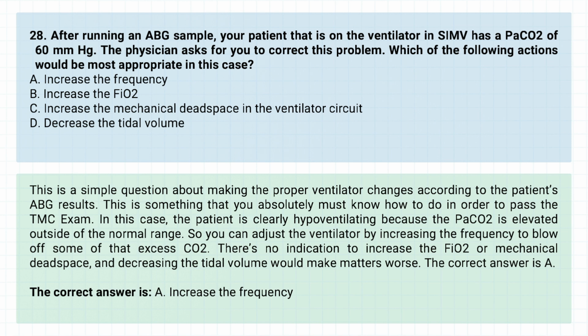Increase the frequency. This is a simple question about making the proper ventilator changes according to the patient's ABG results. This is something that you absolutely must know how to do in order to pass the TMC exam. In this case, the patient is clearly hypoventilating because the PaCO₂ is elevated outside of the normal range. So you can adjust the ventilator by increasing the frequency to blow off some of that excess CO2.